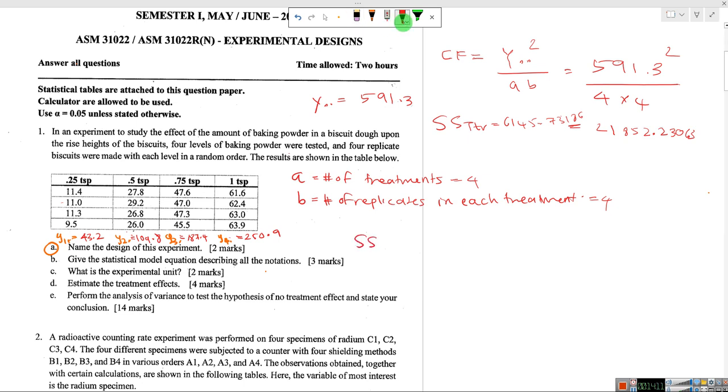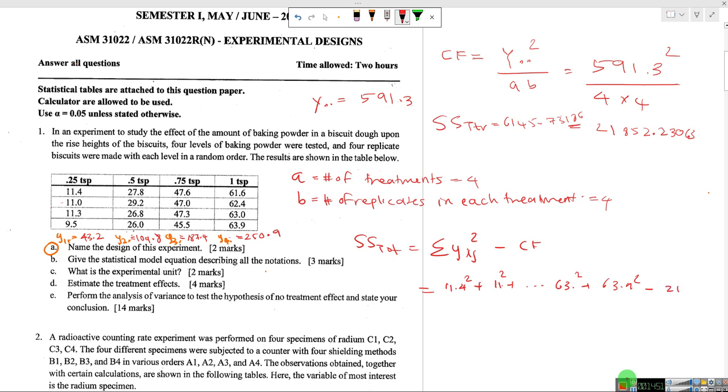So SS total is equal to summation yij square minus correction factor. That's all. So now we have to individually square all the observations and then take the summation, right? Let me pause the video here and do it. Okay, so I have now calculated this value. So that is 11.4 square plus 11.0 square plus up to 63.0 square plus 63.9 square minus correction factor, right?